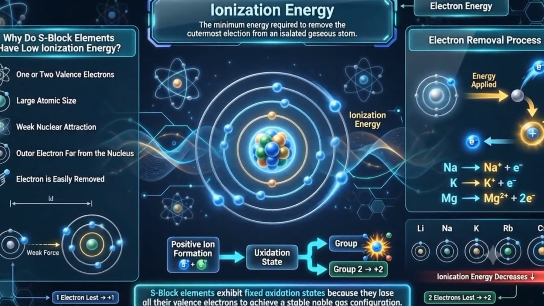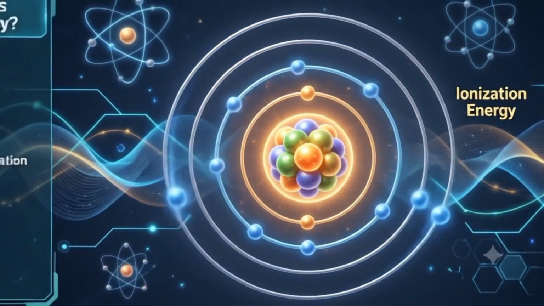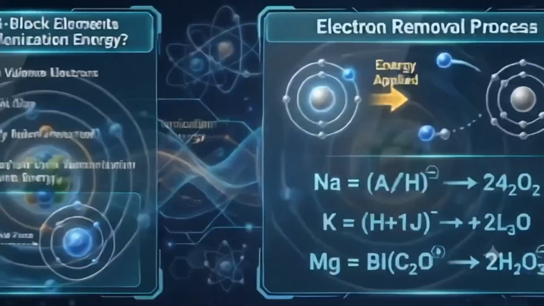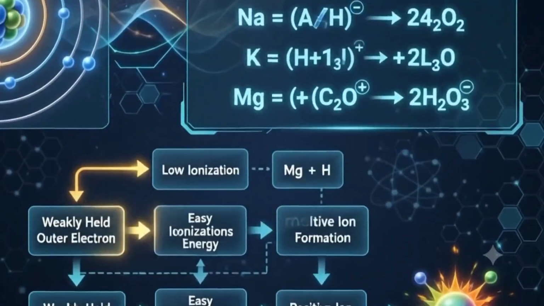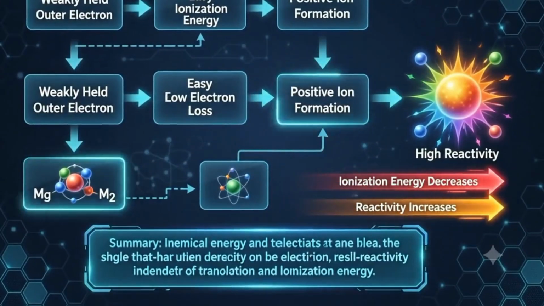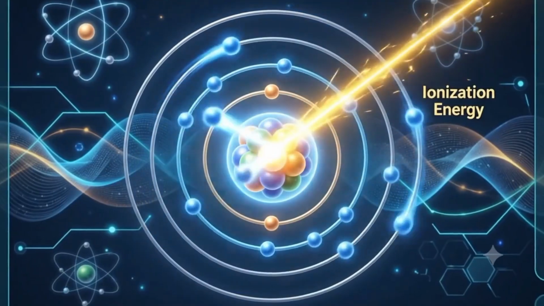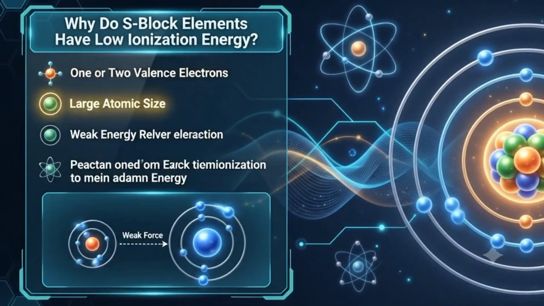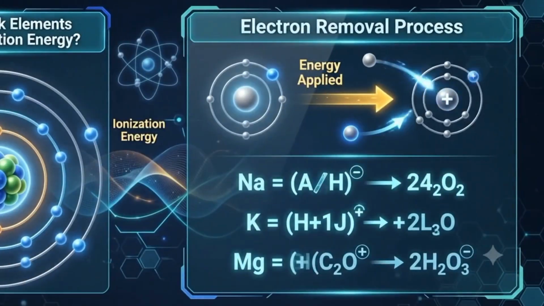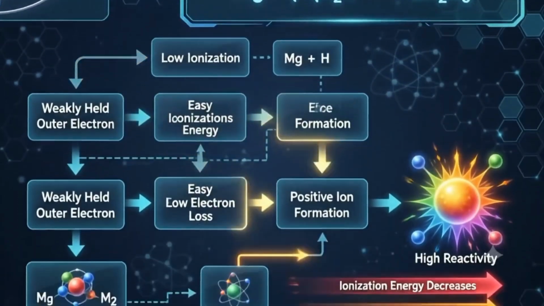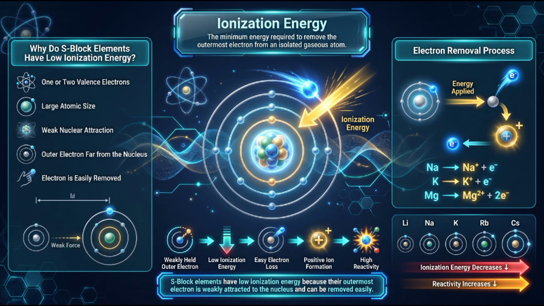Another important property of S-block elements is their low ionization energy. Ionization energy is defined as the minimum amount of energy required to remove the outermost electron from an isolated gaseous atom. In simple words, it tells us how much energy is needed to pull the outermost electron away from an atom. If only a small amount of energy is required, the atom has low ionization energy. If a large amount of energy is required, the atom has high ionization energy.